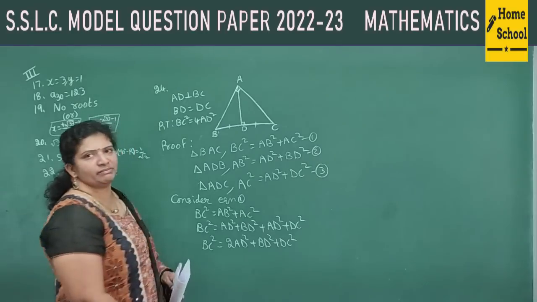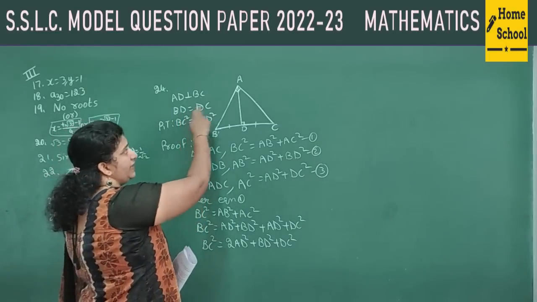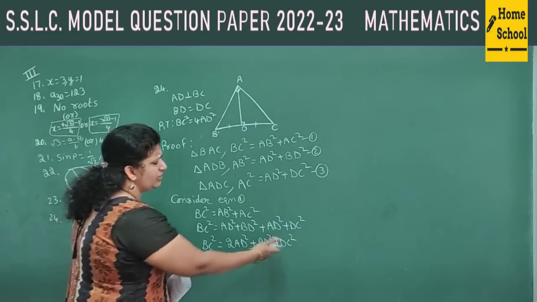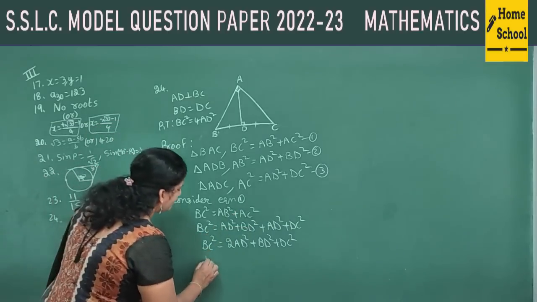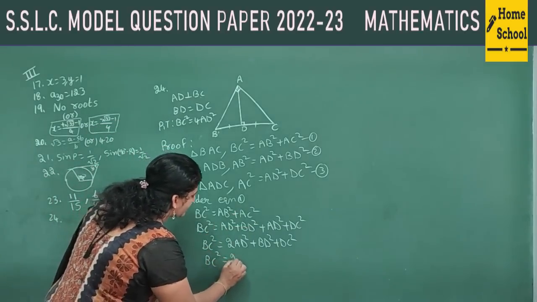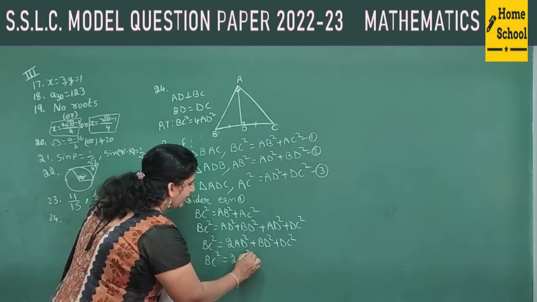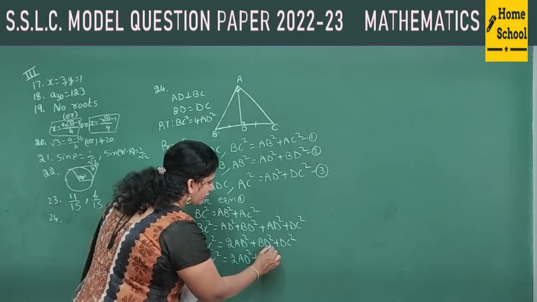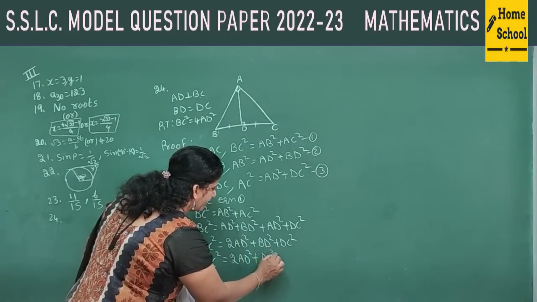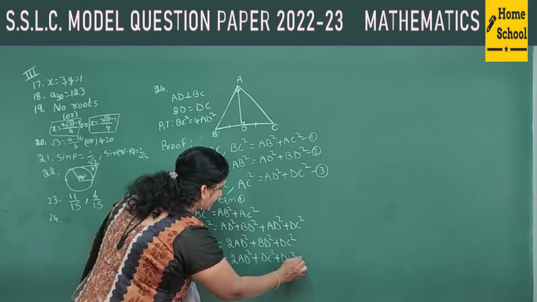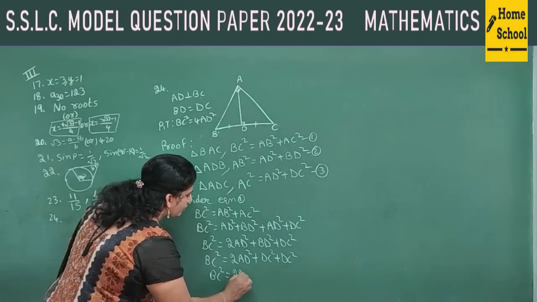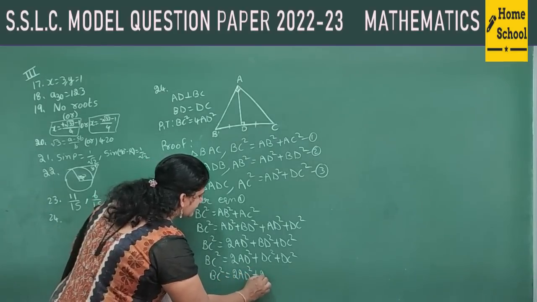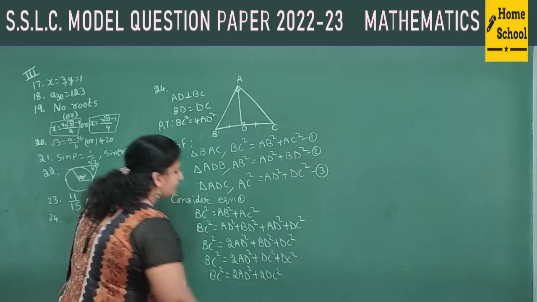Now you should remember something. Given BD is equal to DC, anything you can change. Either BD you can change or DC you can change. That means BC square is equal to 2AD square plus, instead of BD I will write DC square plus DC square. In your next step it becomes 2AD square plus 2DC square.